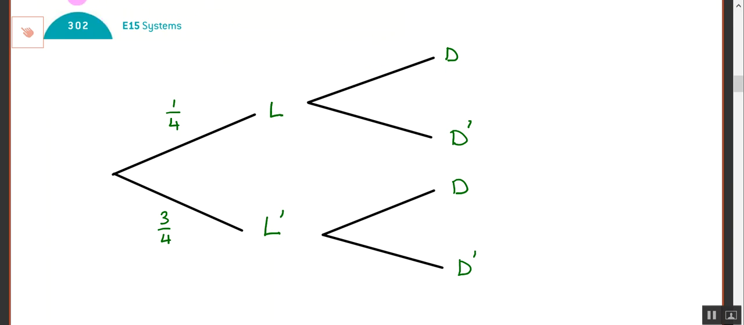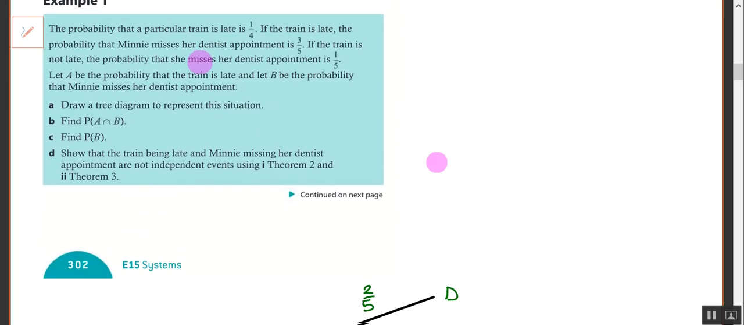If the train is late. If the train is late, she will get to the dentist on time is two-fifths. If the train is not late, she gets to the dentist on time is what? Four-fifths. Is that what it says? It says one-fifth is when.